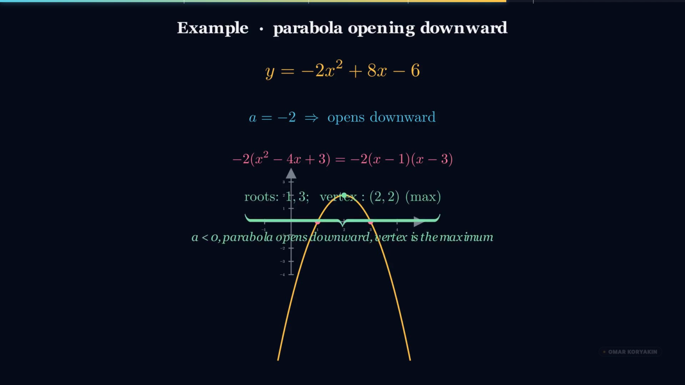The vertex sits at x equals 2, halfway between the roots. Substituting gives y equals 2. Vertex at the point 2, 2. This is the maximum of the parabola since a is negative and the parabola opens downward.